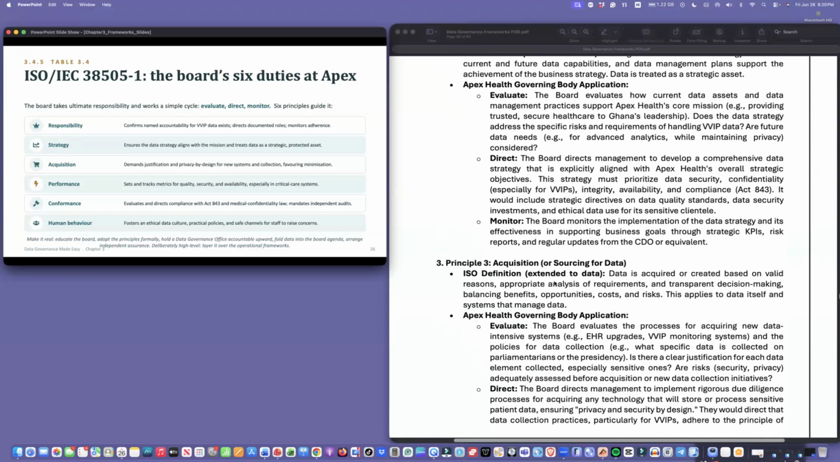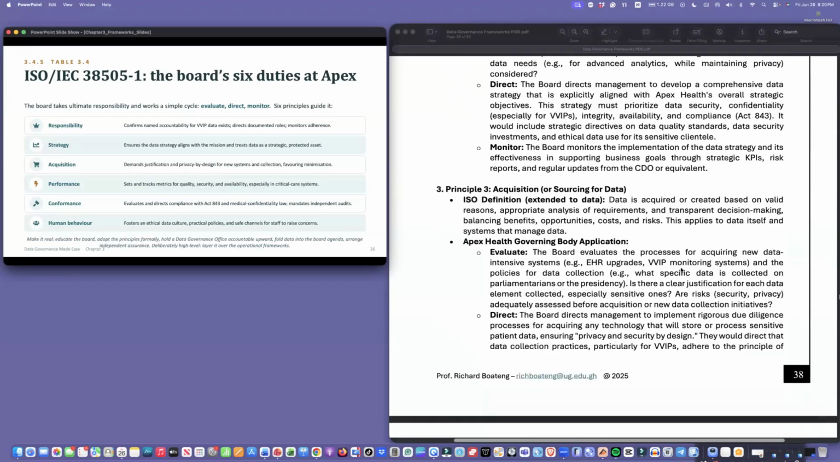Then you go to acquisition or sourcing for the data. And for each of them, the ISO defines it. For example, acquisition says data is acquired or created based on valid reasons, appropriate analysis of requirements, and transparent decision making, balancing benefits, opportunities, cost, and risk. This applies to data itself and systems that manage the data.